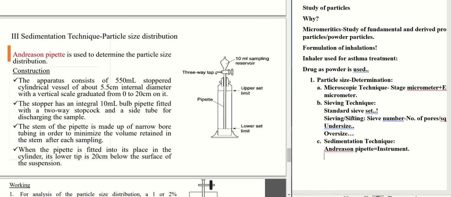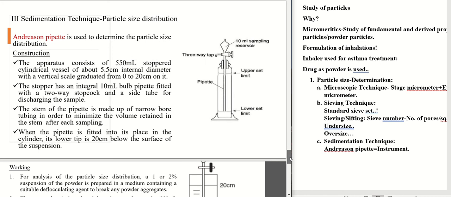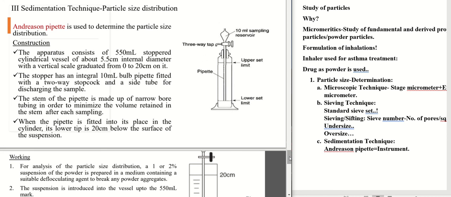Now let us see what the Anderson pipette is, and how far it is useful in determining the particle size and particle weight distribution. This is the Anderson pipette. Anderson pipette has a cylindrical vessel. This is the cylindrical vessel. Inside the cylindrical vessel, we will be able to see a pipette with a very narrow aperture.